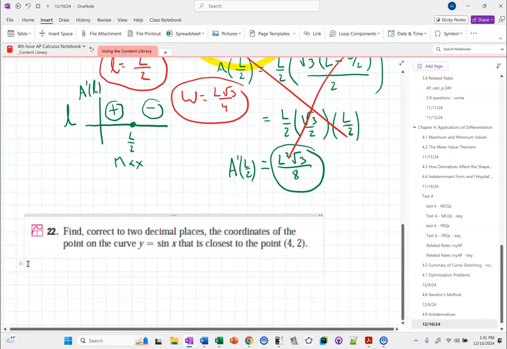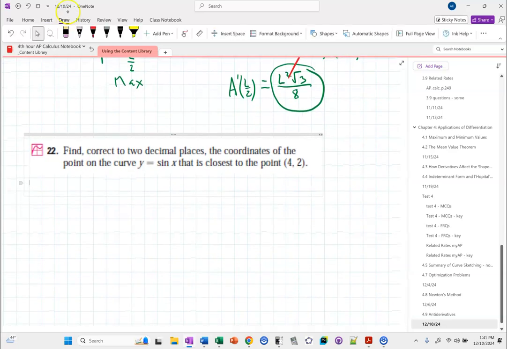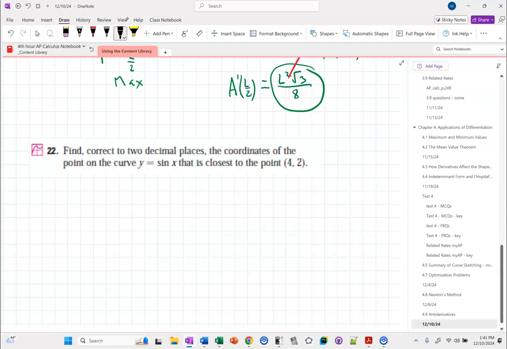Find, correct to 2 decimal places, the coordinates of the point on the curve y equals sine x that is closest to the point (2, 4). What do you notice about this problem right away? If it wants 2 decimal places, I probably need to use my graphing calculator to solve this. It may not be something that's resolvable by hand.